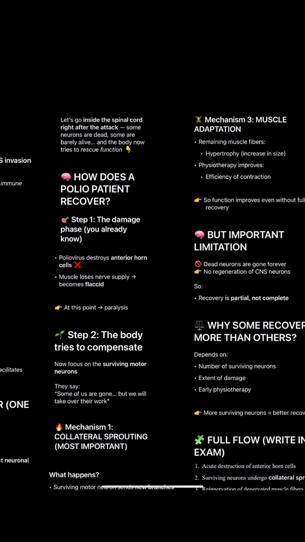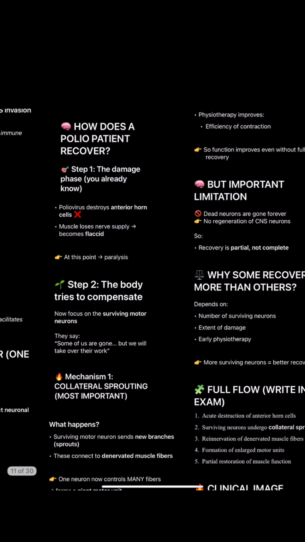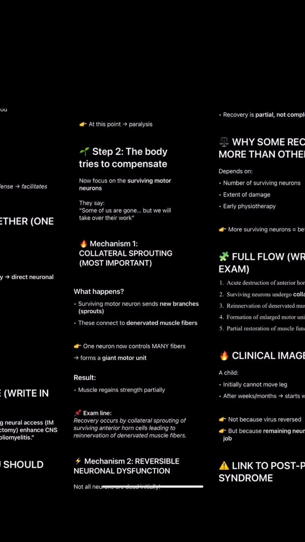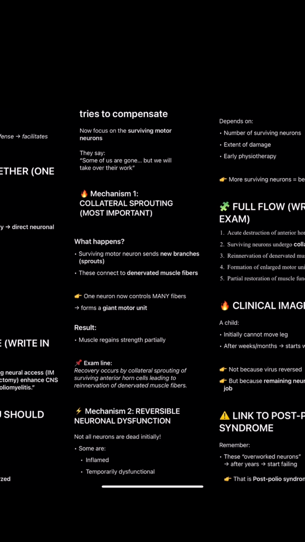The damage phase is when the anterior horn cells are destroyed. Then muscle flaccidity occurs, and there is paralysis. Okay, next, the body tries to compensate for the flaccid muscles. The body goes into surviving motor neurons, and they say some of us are gone, but we will take over their work. And the mechanism they use is collateral sprouting. Surviving motor neurons send new branches, they sprout out, and they connect to the denervated muscle fibers. One neuron now controls many fibers, and that forms a giant motor unit. As a result, the muscle regains strength partially.